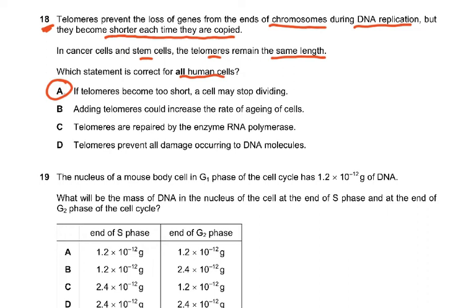Telomeres are repaired by the enzyme RNA polymerase. No, telomeres are at the end of your DNA. So why would we need RNA polymerase here? Telomeres prevent all damage occurring to DNA molecules. No, the rest of the DNA molecule is not affected. The telomere is only the ends of the chromosomes. So the entire DNA is not affected by it.